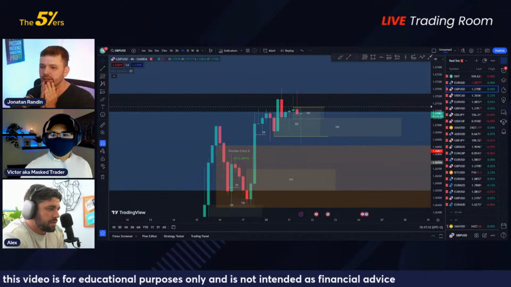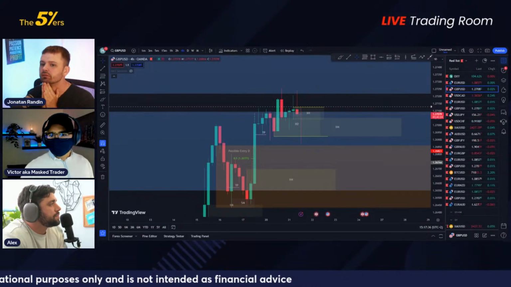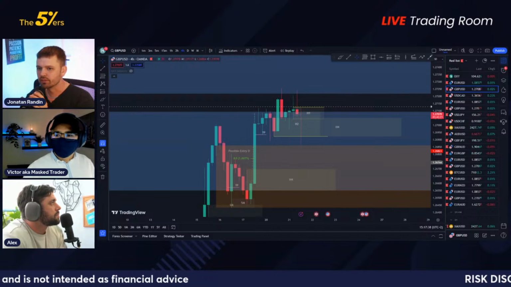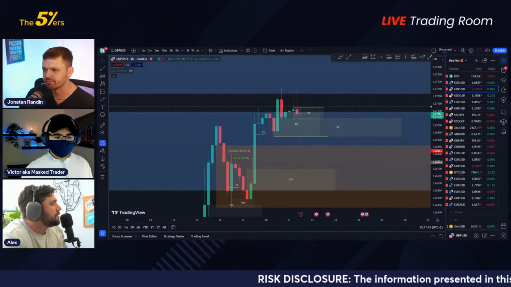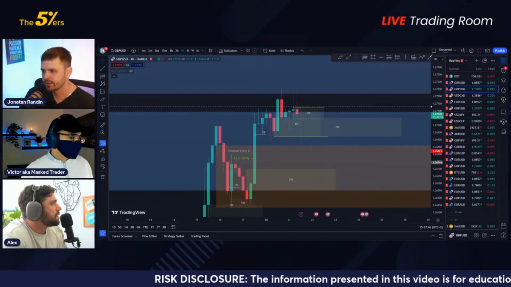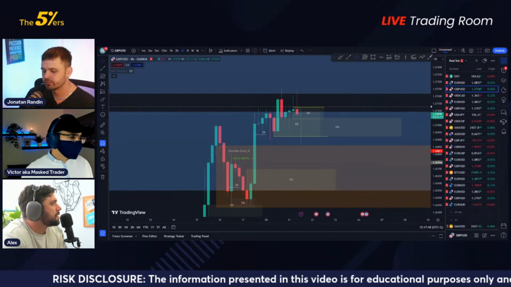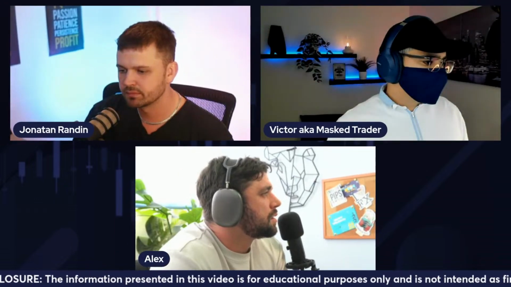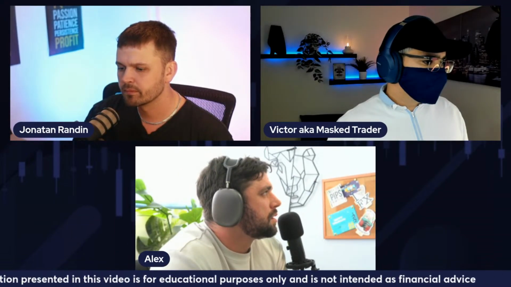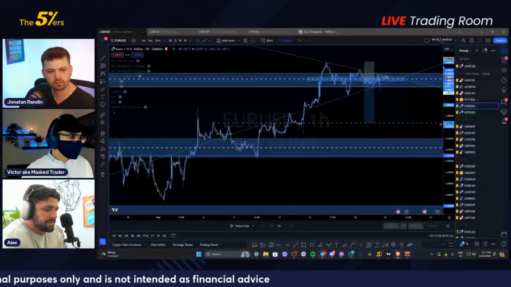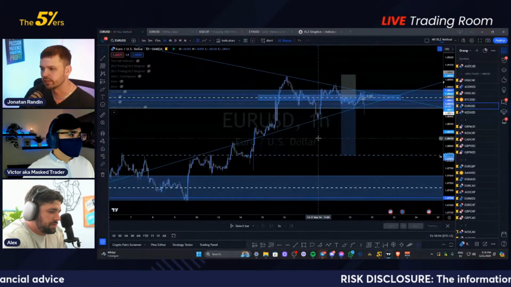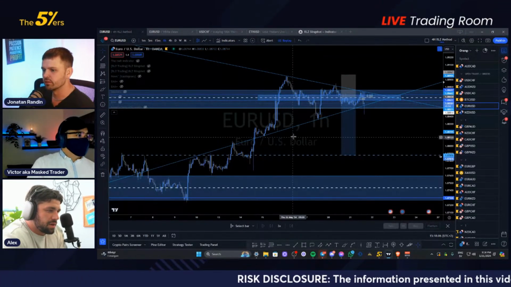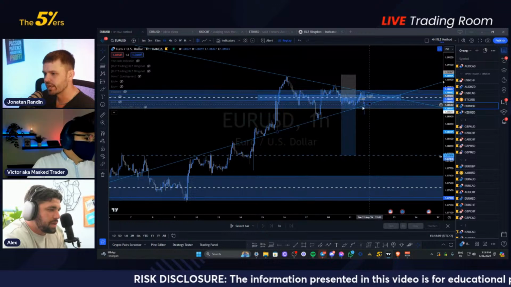pennants are mostly on the lower time frames, while the symmetrical triangles are usually on a bit higher time frames and take a bit longer to play out. Doesn't matter though. Well, actually, it's a very good-looking symmetrical triangle right here.